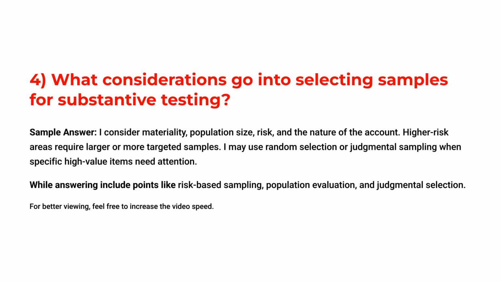What considerations go into selecting samples for substantive testing? Sample answer. I consider materiality, population size, risk, and the nature of the account. Higher risk areas require larger or more targeted samples. I may use random selection or judgmental sampling when specific high-value items need attention. While answering, include points like risk-based sampling, population evaluation, and judgmental selection.